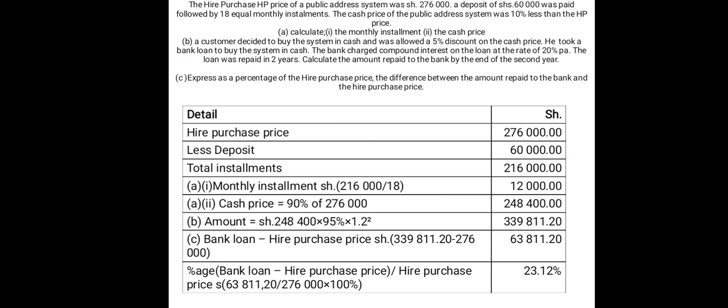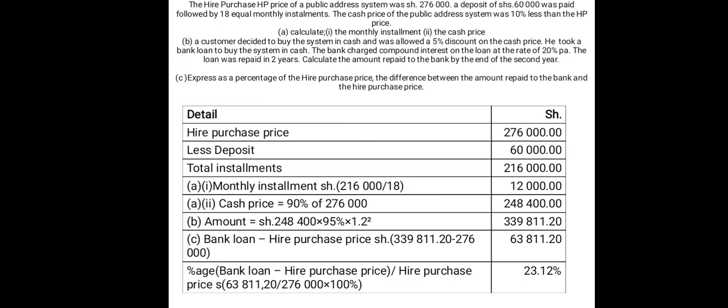Part B, we have been asked to calculate the amount repaid to the bank by a customer who opted to buy on cash price taking a bank loan. Now, what we shall do here, we shall get the amount he paid for the base system, which was at a discount of 5%, so it's 95% of the cash price, and then multiply by the interest he would have paid on the loan. We get that the customer paid 339,811 shillings and 20 cents.